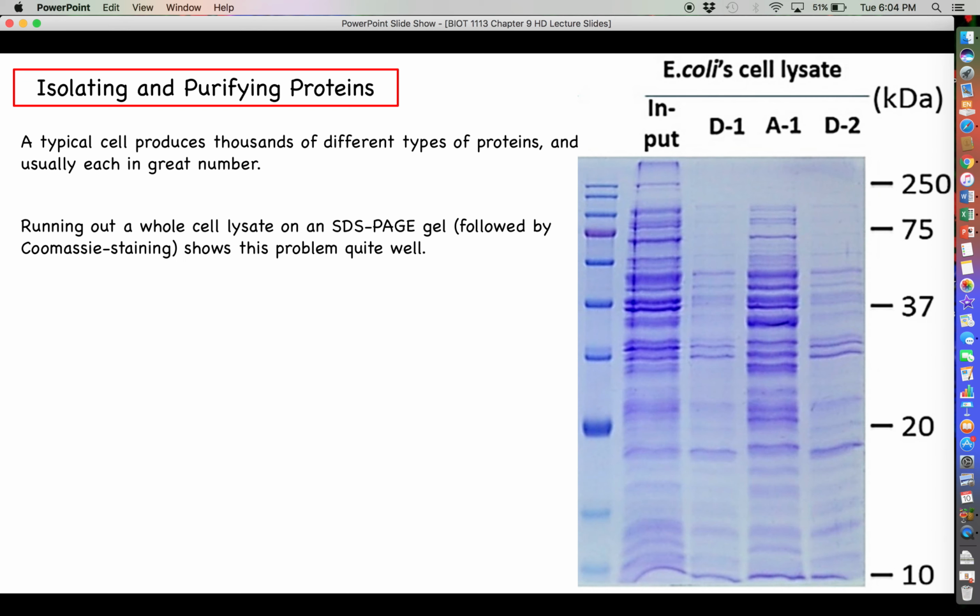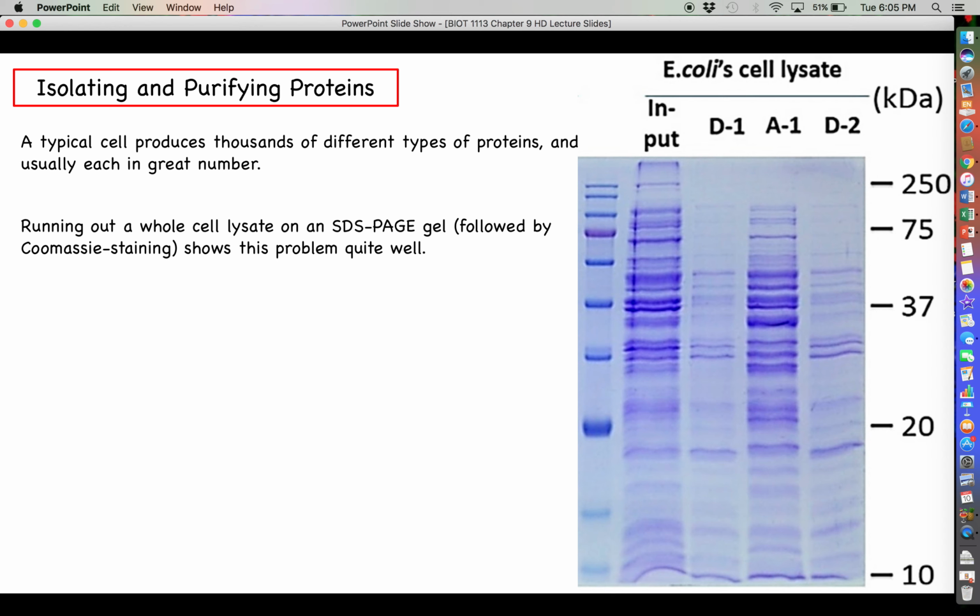you're interested in. So if you look at this SDS page gel here that's been stained with Coomassie, you can really appreciate our problem here. So if you look at the input lane, which is lane 2 here, lane 1 being the molecular weight markers, you can just appreciate how many different types of proteins there are. Some of them are high molecular weight and they run higher up in the gel. Some of them are low molecular weight and they run lower in the gel, and some of them are in between. But our conclusion here is that there are many different proteins that this cell makes.